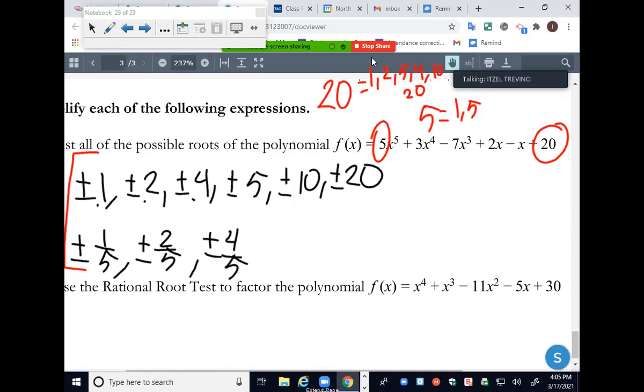Okay, and even though there's division and multiplication and addition of polynomials, it's not on the test. It's just on the review.